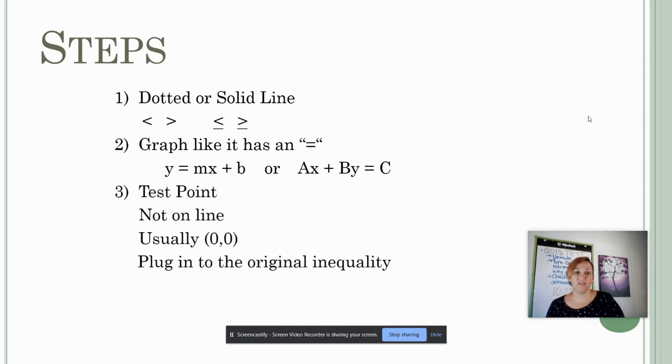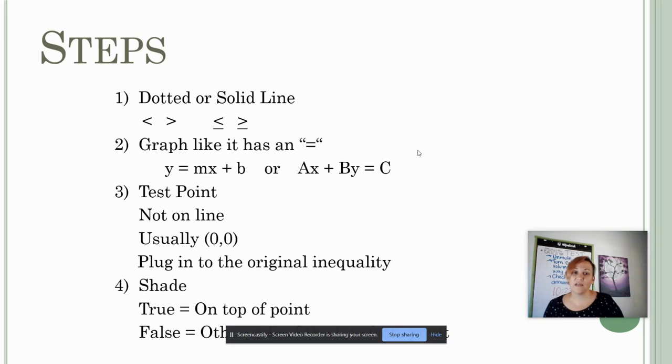After graphing the line, pick a test point. The test point can be any point on the graph as long as it's not on the line that you drew. When possible, it's best to choose 0, 0 just because it makes the math a little bit easier. You're going to plug the 0, 0 back into the original inequality. If you had to change the inequality to graph it, don't plug it into the new one, plug it into the original.